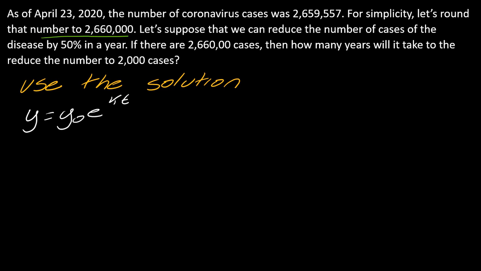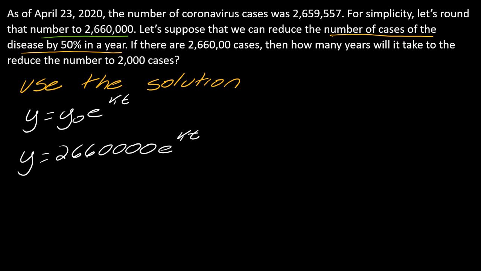So the first thing to notice here, with any type of population problem, they're going to talk about where you're starting. So in this problem, we're starting at 2,660,000. So I'm going to plug that into my equation. And now if I go on with the problem, this number of cases can be decreased by 50% in a year. So let's translate that to this equation.